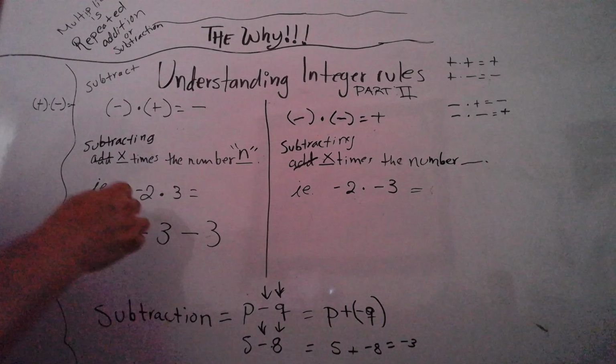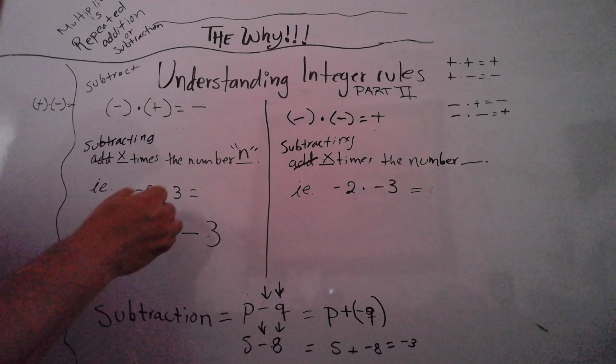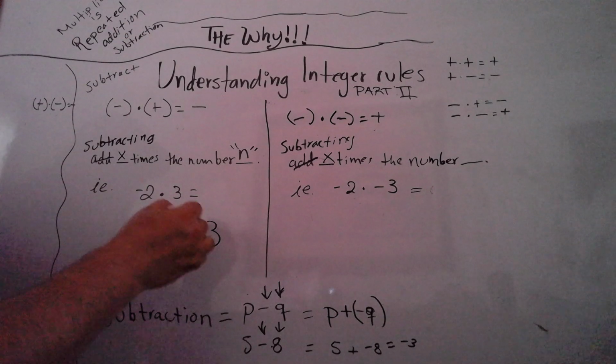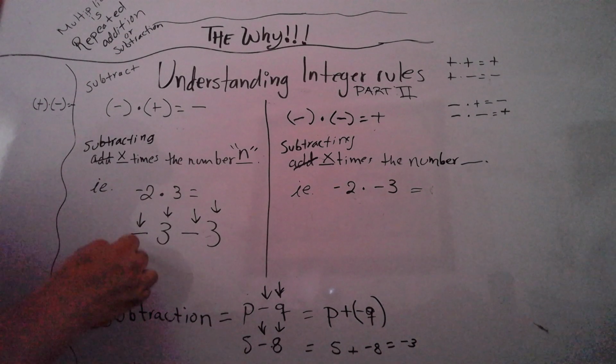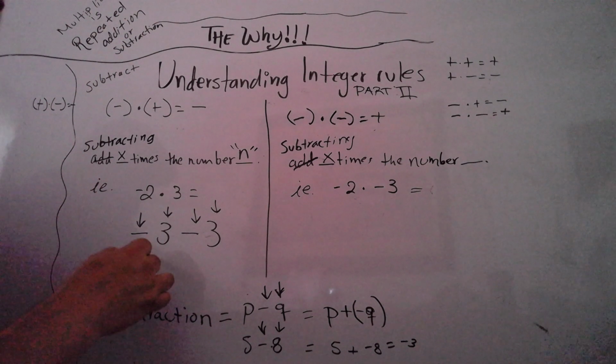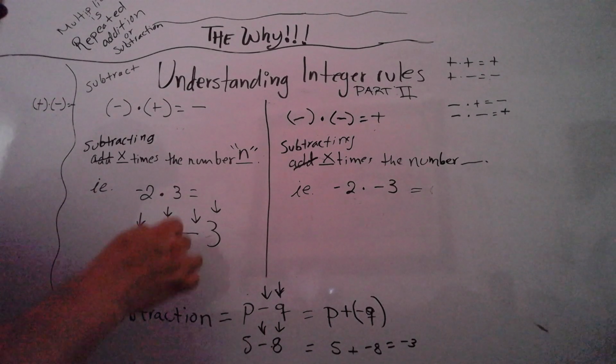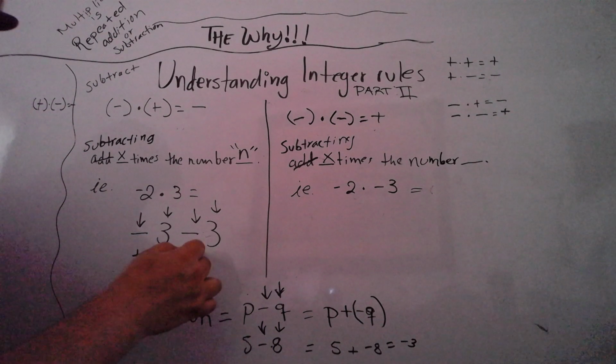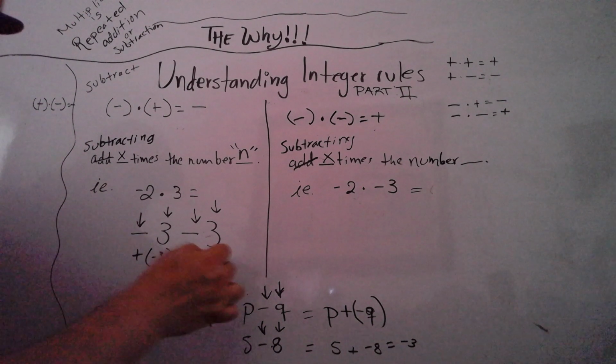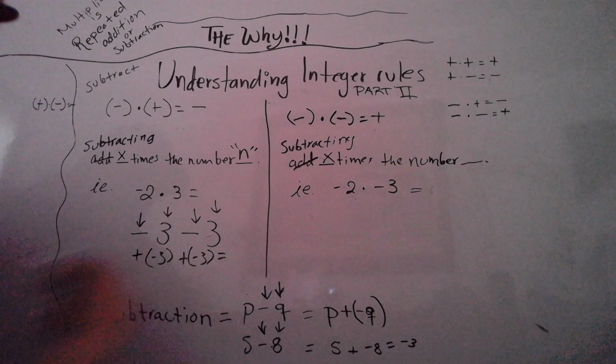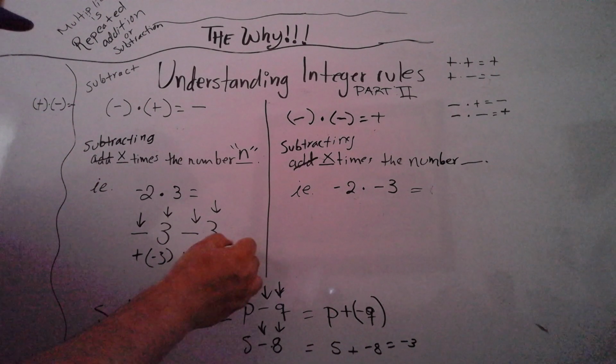Okay, now I want to use this rule of making this into addition, so it will be easier on me. So I'm going to change this, and change this, and change this. So this is going to be plus negative 3 plus the opposite of 3, which is negative 3. And when I add this, I will use addition rules. This is negative 6.